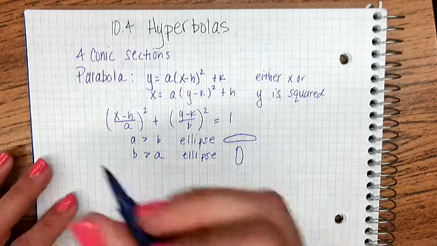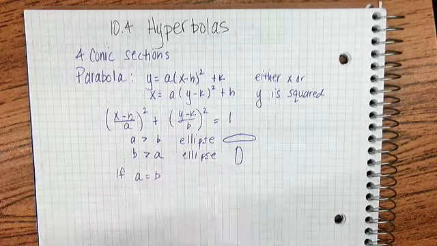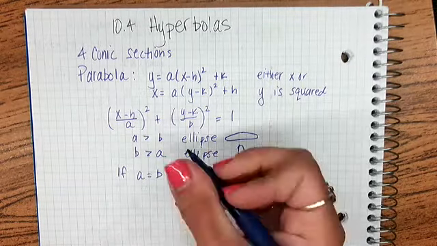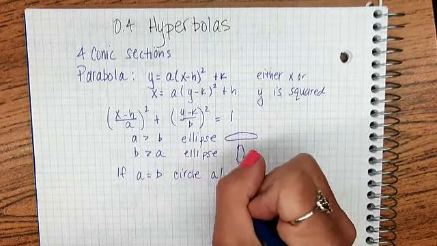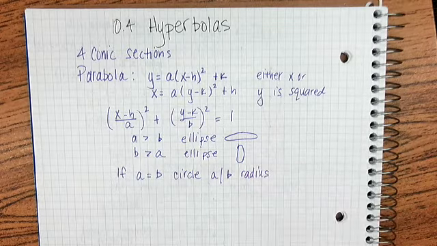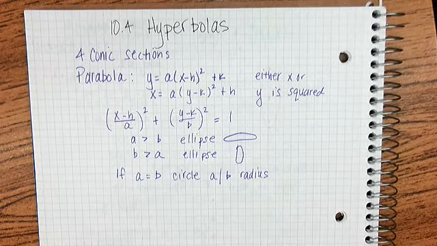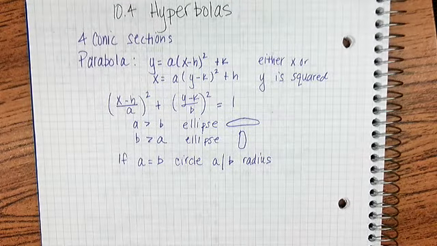If a is equal to b, well, it's not taller than it is wide, it's not wider than it is tall. This is a circle. And a and b represent the radius if they're the same. So now some of you would just want to know all these characteristics, if a is this and b is that, and so you prefer to kind of just memorize it.